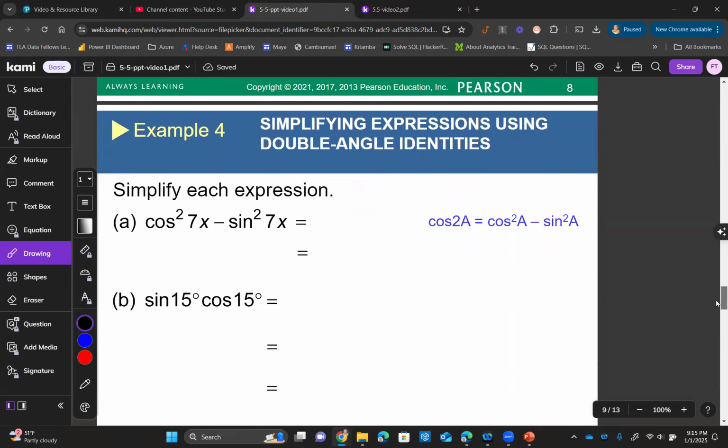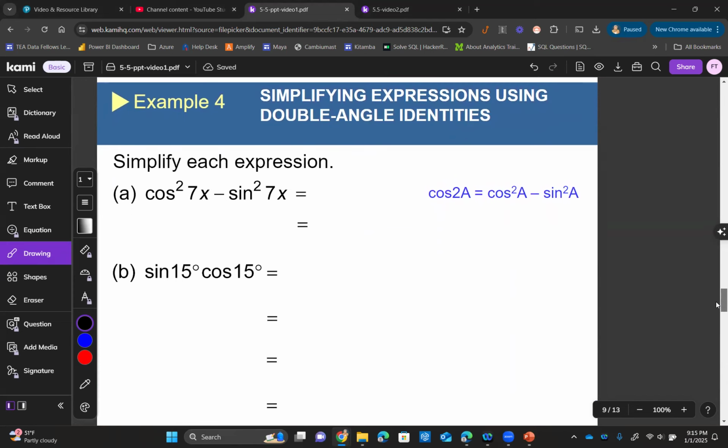Now, let's look at double angle identities and how we can use them to simplify some expressions, for example, questions like cosine squared 7x minus sine squared 7x. We know that anytime we have cosine squared of an angle minus sine squared of an angle, that formula is equal to the cosine of 2 times the angle. So 2 times 7x is 14x. So this whole thing is equal to cosine of 2 times 7x, which is cosine of 14x. So cosine of 14x can be changed to cosine squared 7x minus sine squared 7x.